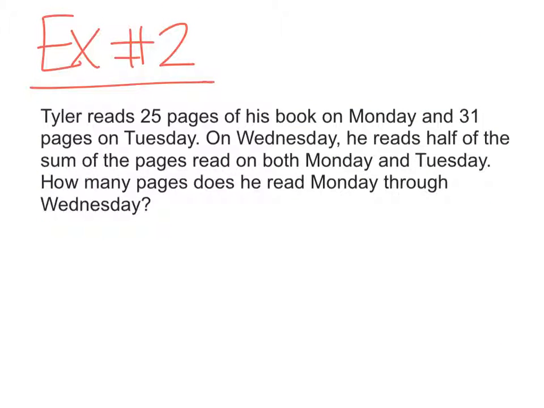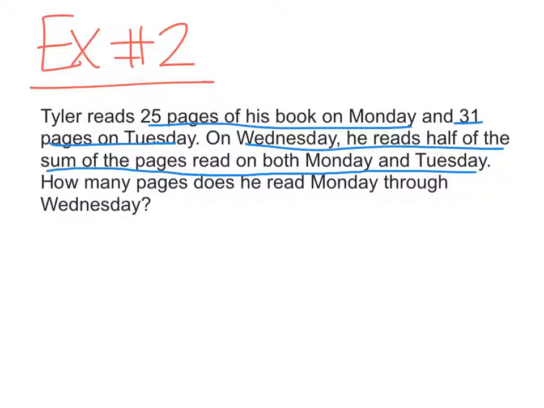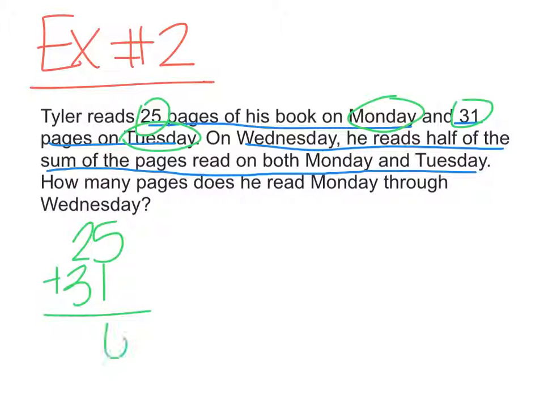Example 2. Tyler reads 25 pages of his book on Monday and 31 pages on Tuesday. On Wednesday, he reads half of the sum of the pages read on both Monday and Tuesday. How many pages does he read Monday through Wednesday? Okay, well, we know he read 25 pages on Monday and 31 on Tuesday. So let's add up those two values, and we get 56. So now all we have to figure out is Wednesday.